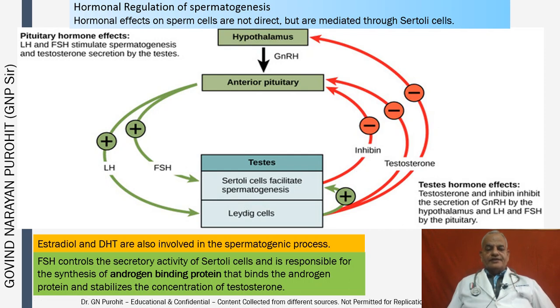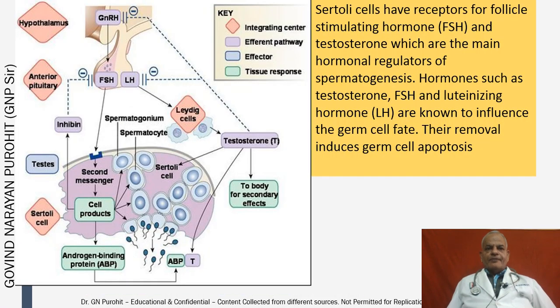Sertoli cells and is responsible for the synthesis of androgen binding protein that binds the androgen and stabilizes the concentration of testosterone. The testosterone and inhibin inhibit the secretion of GnRH by the hypothalamus and LH and FSH by the pituitary. The Sertoli cells have receptors for follicle stimulating hormone and testosterone, which are the main hormonal regulators of spermatogenesis. Hormones such as testosterone, FSH, and luteinizing hormone are known to influence the germ cell fate. Their removal induces germ cell apoptosis.